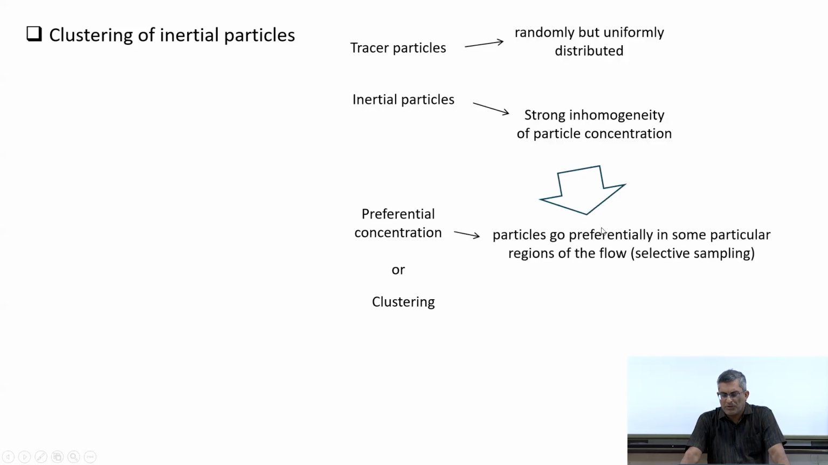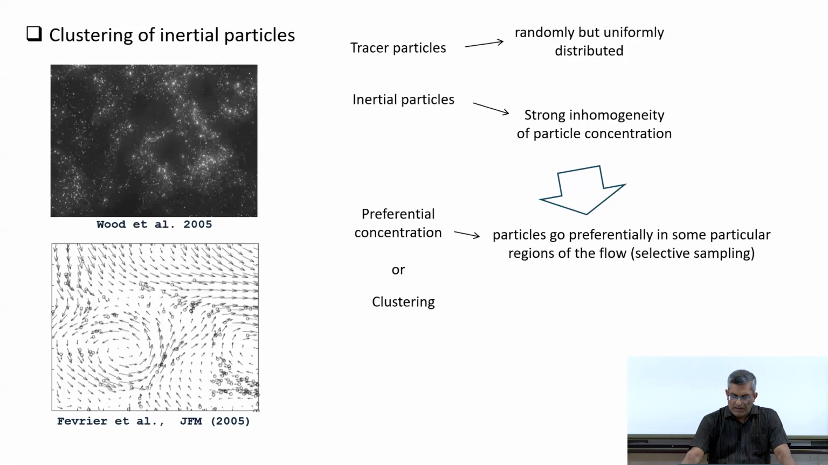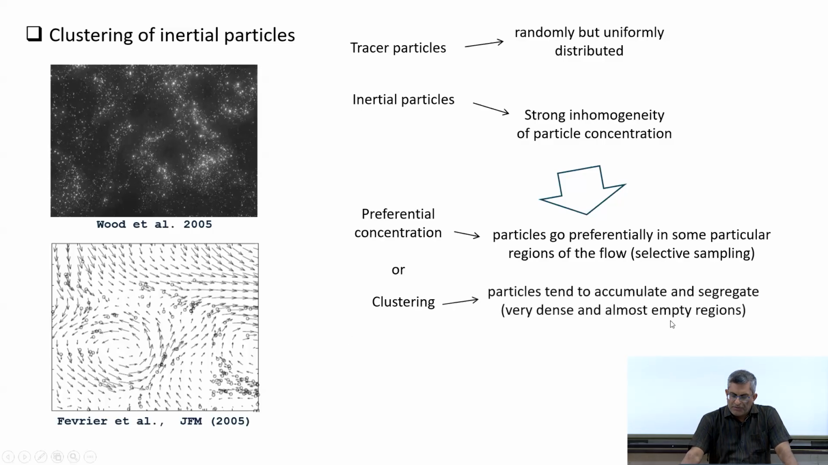Preferential concentration basically refers to the case where particles accumulate preferentially in some particular region of the flow, which refers to selective sampling of the particles in the flow. For example, as you can see here, the inertial particles are not uniformly distributed. They are preferentially segregated to some region of the flow, and clustering refers to the case where particles tend to accumulate and segregate.